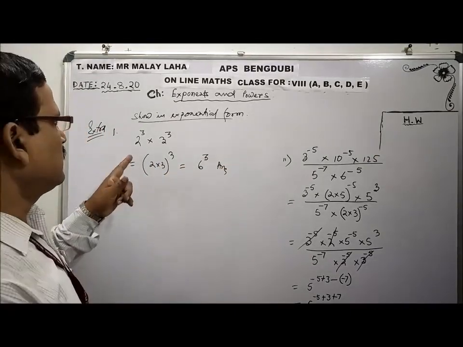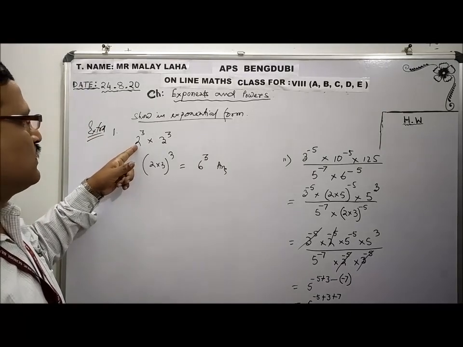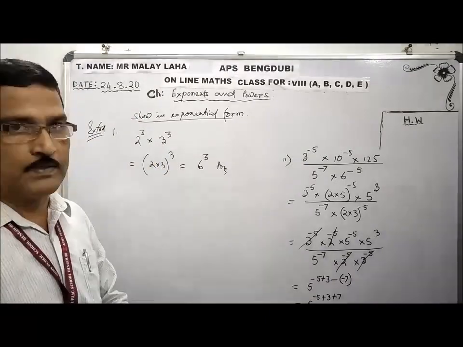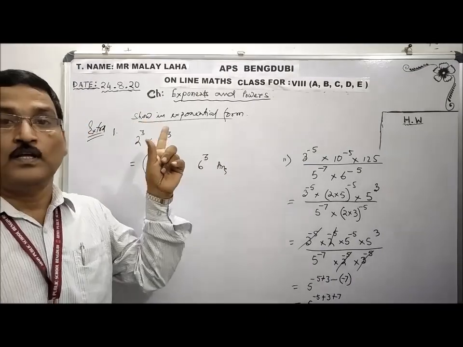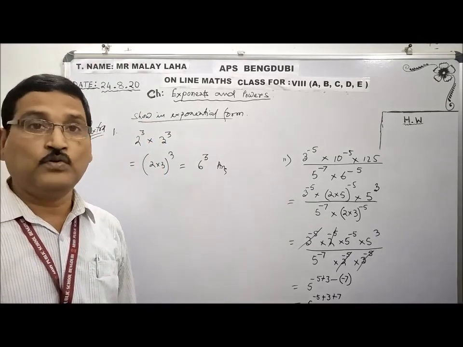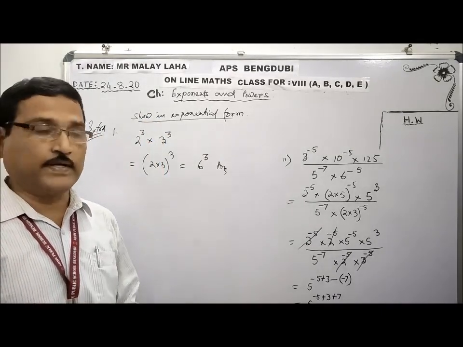Sometimes children write 2 three times and 3 three times and then multiply them. You have to see the instruction. Your result will be in the exponential form. You have to follow this guideline.